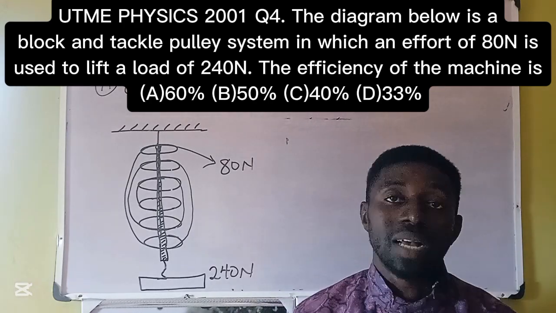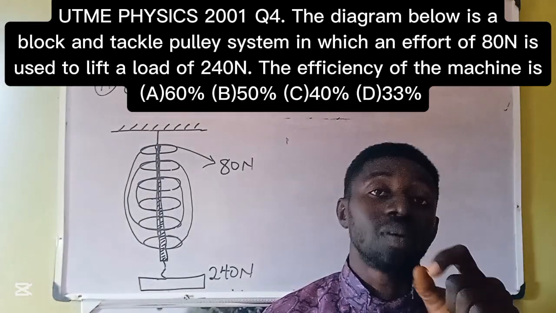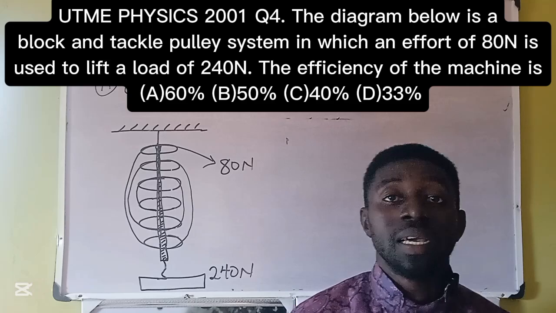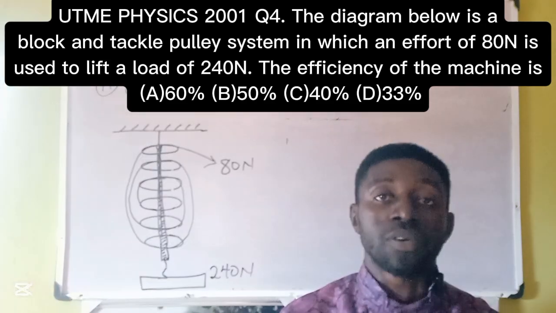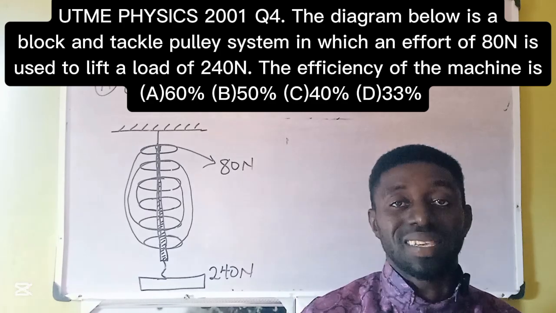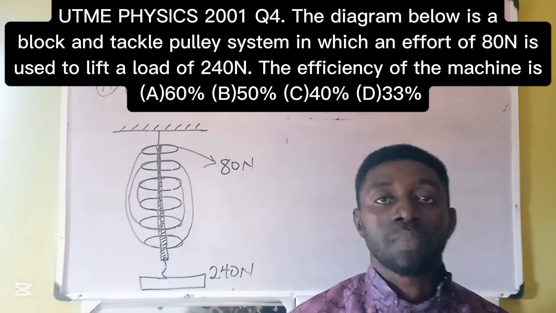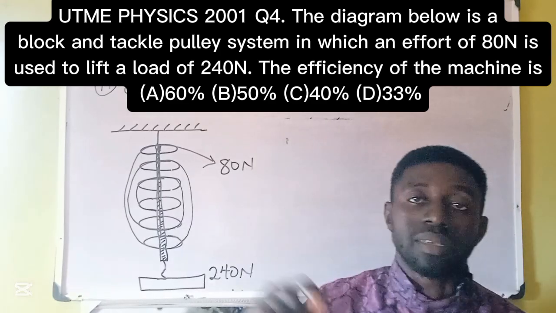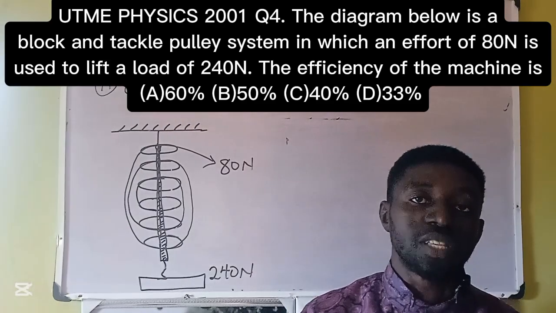Okay, so you can see the question is centered on the topic machine. But the question targets to test something in the scholar. The question wants to know if you are aware that there is a concept called velocity ratio, VR. The VR of a pulley is the same as the number of pulleys in the pulley diagram, as indicated on the board.